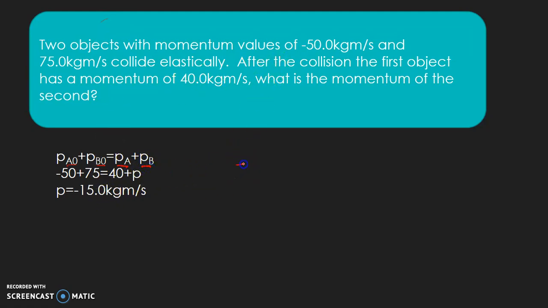So we plug in what we know. We have momentums of negative 50 and 75, and they're going to collide, and afterwards one of the objects has a momentum of 40. And so we are trying to find the momentum. Remember, the conservation of momentum states that there's not going to be any loss. So basically, you solve this simple algebraic equation, and you should get the momentum of object B is negative 15.0 kilogram meters per second.